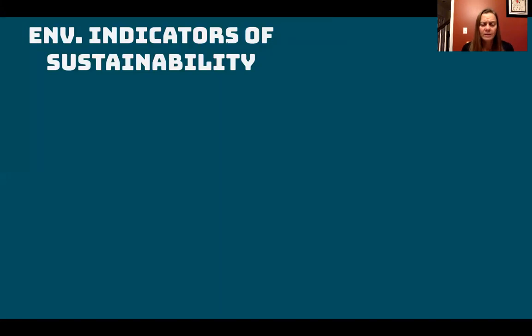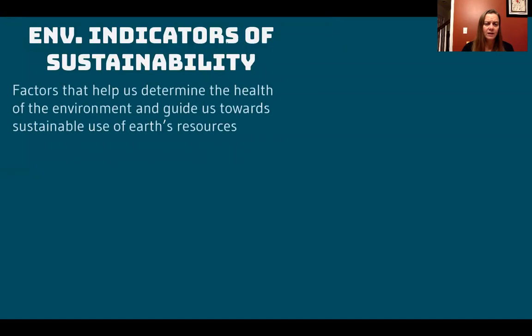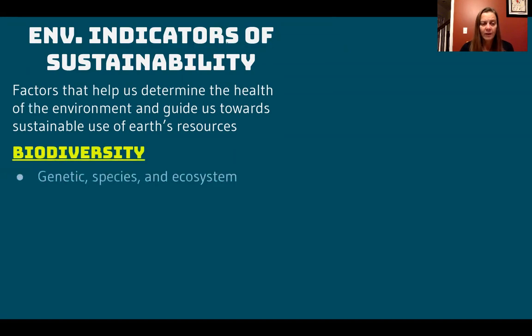So what are some of the ways that we can measure sustainability, or we can use as indicators of sustainability? These are the things that we use to help determine the health of the environment and guide us towards sustainable use. So first one is biodiversity.